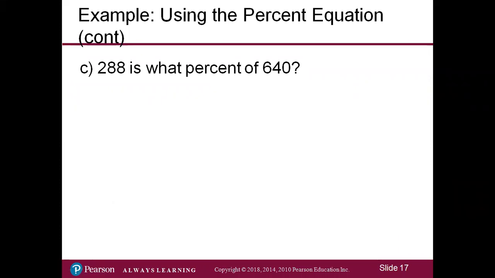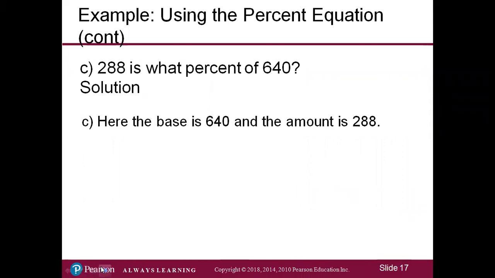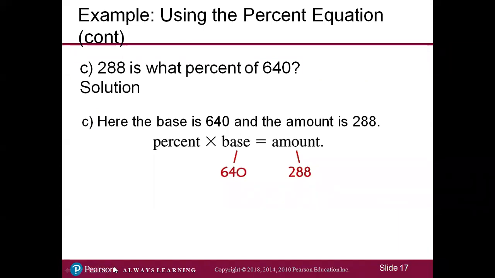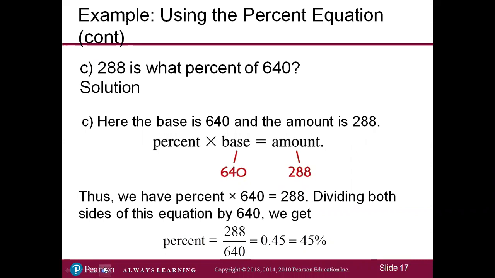288 is what percent of 640? Here the base is 640 and the amount is 288. Percent times base equals amount, so percent times 640 equals 288. Dividing both sides of this equation by 640, we get percent equals 288 divided by 640 equals 0.45, or 45%.